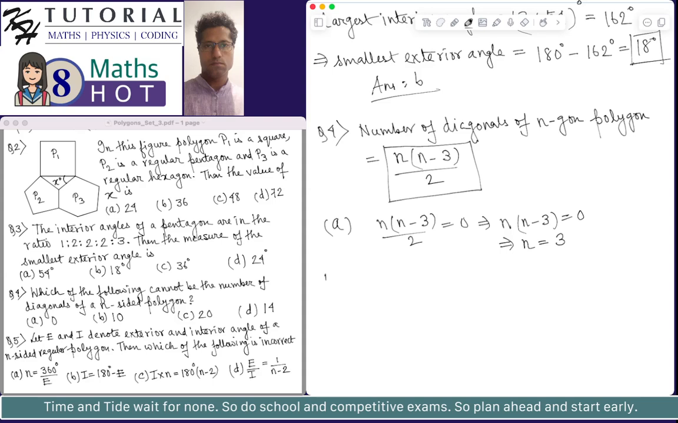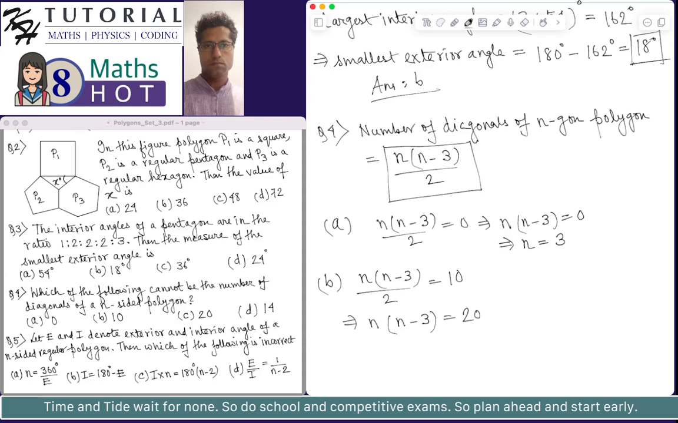Okay, let's see choice B. Let's see if we can find the value of n such that the number of diagonals is equal to 10. n into n minus 3 divided by 2 is equal to 10. So this will imply that n into n minus 3 is equal to 20. Now, the left hand side is n into n minus 3, and both n and n minus 3 are natural numbers.